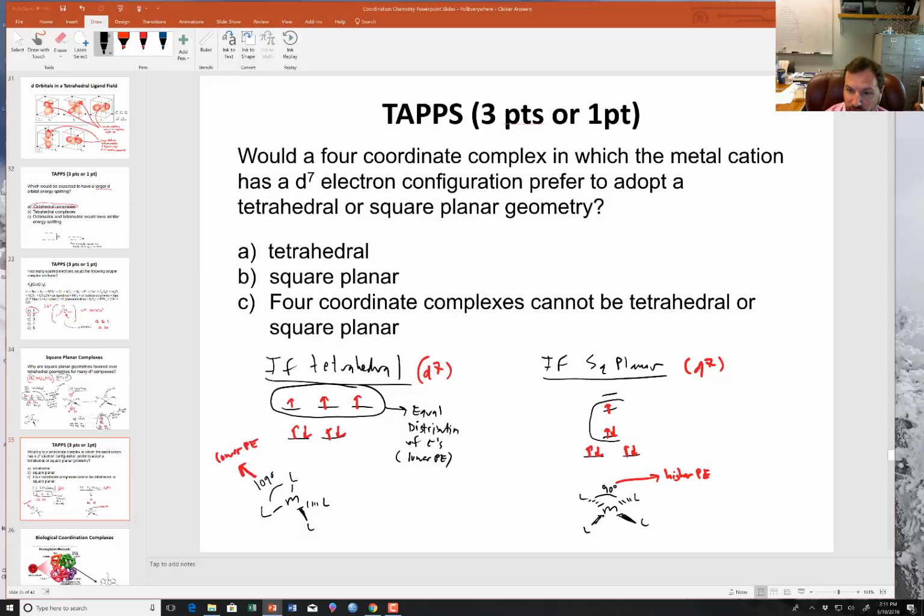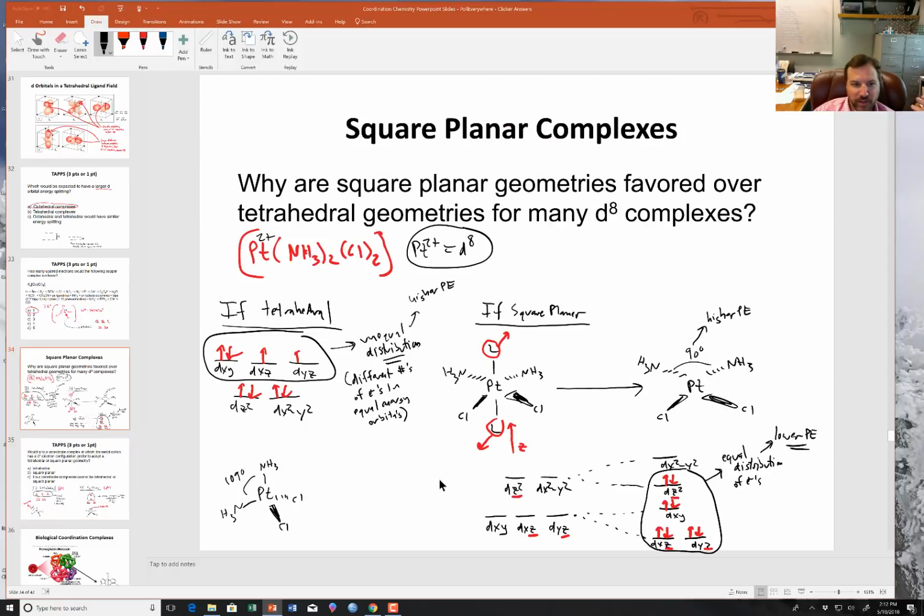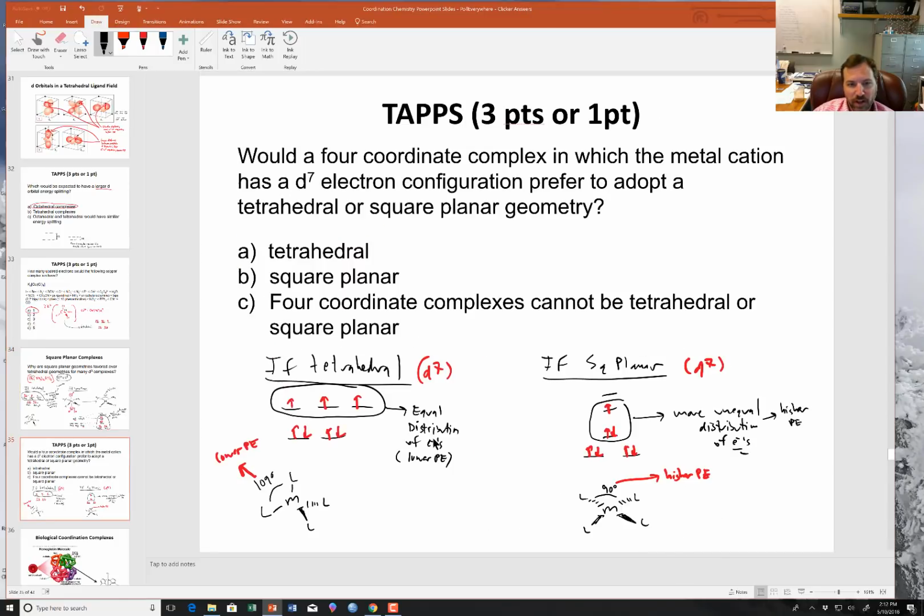Whereas over here, we can see that we have a higher potential energy again with this smaller bond angle, and we have a more unequal distribution of electrons, which is generally going to be a higher potential energy. So D8 is a really unique case. It has just the right number of electrons to where if it goes square planar, it gets a better electron configuration versus if it goes tetrahedral. And so that's what I was trying to show you with this example at the end of class.